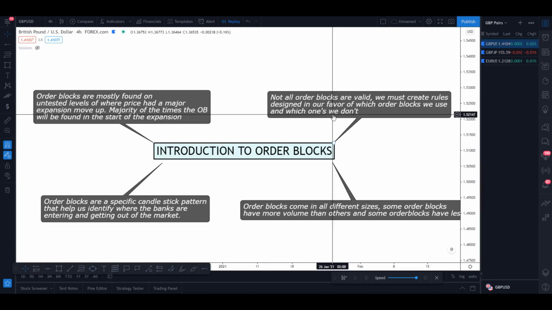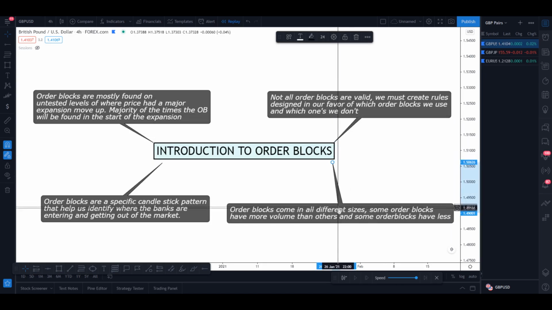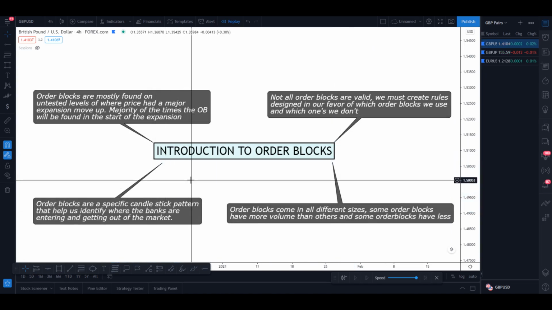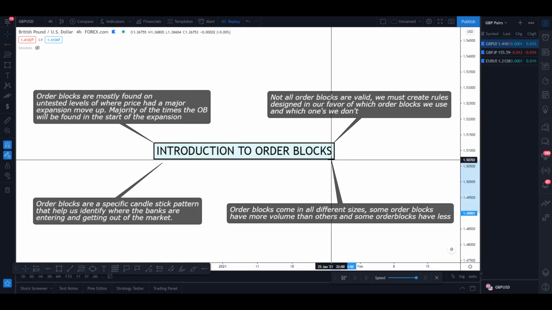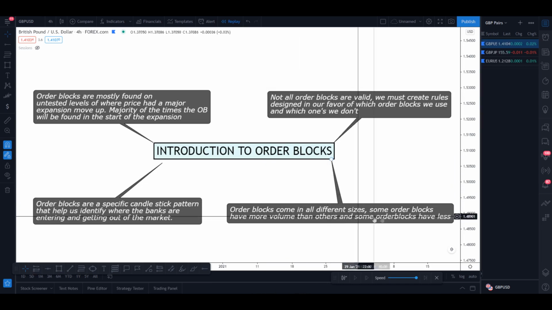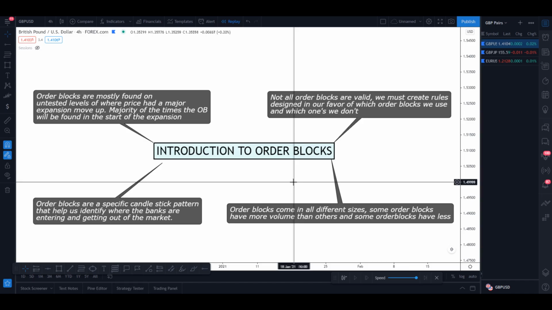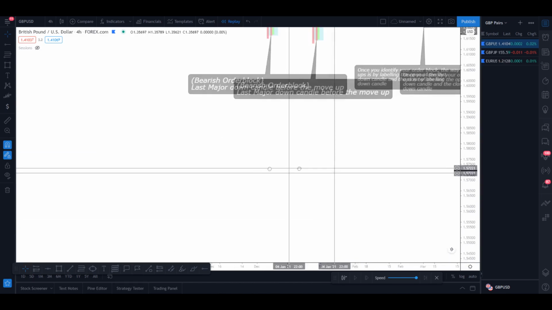That's pretty self-explanatory. Obviously, everything you do in this trading game, we need rules. If you don't have rules for something specific and you just take it because it has the name order block, then obviously it won't work out. So you need to create rules designed in your specific favor and designed in your trading style. Order blocks come in all different sizes. Some order blocks have more volume than others, and some have less, which is pretty obvious.